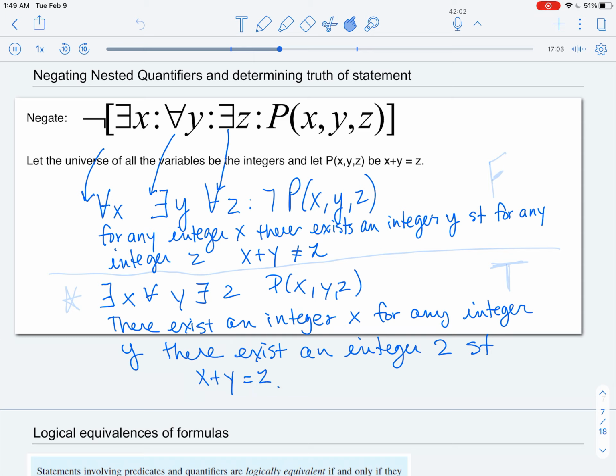So now we want to determine which of these two statements is true. So basically, there exists an integer x such that for any integer y there exists another integer z which equals their sum. Well, we could actually strengthen this statement, because for any x and for any y, there exists an integer z that equals their sum precisely, x plus y. If we just set z equal to x plus y, we have an integer that equals their sum, so this statement is true.